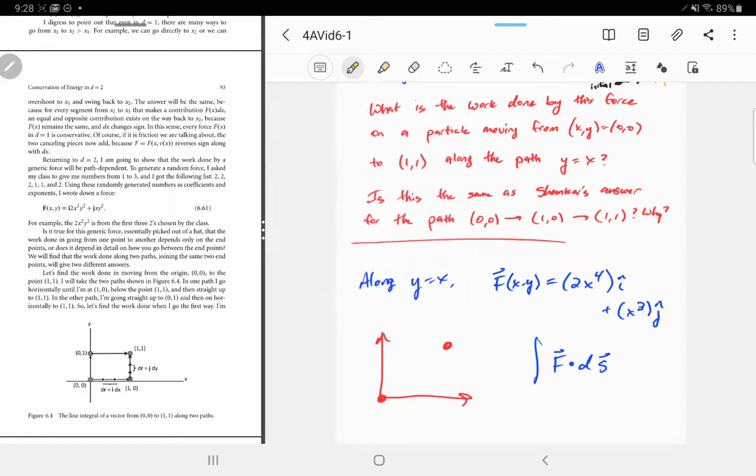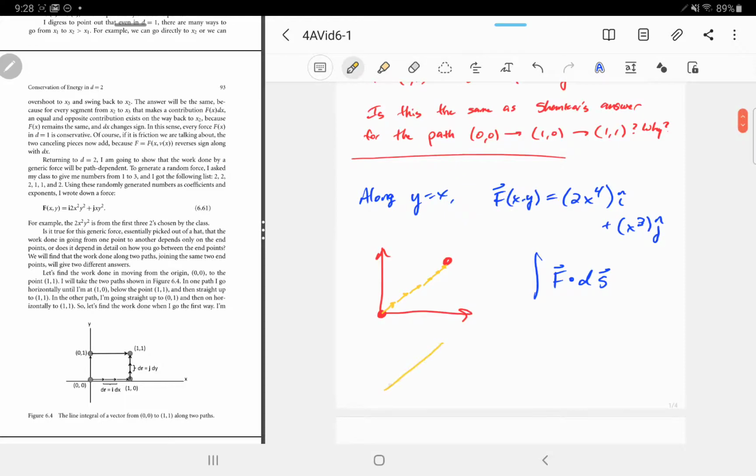The path that we've chosen is along y equals x, and so you could split it up into a bunch of little pieces. Every one of those little pieces, I'm going to blow up one of these little pieces, ds. So ds has, and this is just zooming in on any one of these.